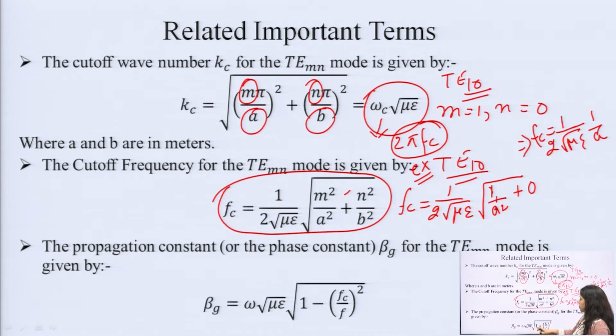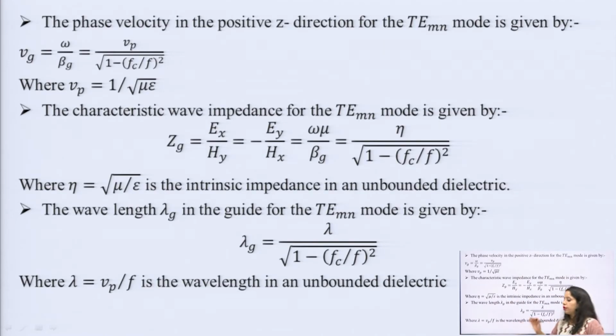The propagation constant is given by beta g is equal to omega under root mu epsilon under root 1 minus (Fc by f) whole square, where f is the frequency for which we are calculating the propagation constant and Fc is the cutoff frequency. Now, the phase velocity in the z direction is given by Vg equal to omega upon beta g, and it is equal to Vp upon under root 1 minus (Fc by f) whole square, and Vp is equal to 1 upon under root mu epsilon.